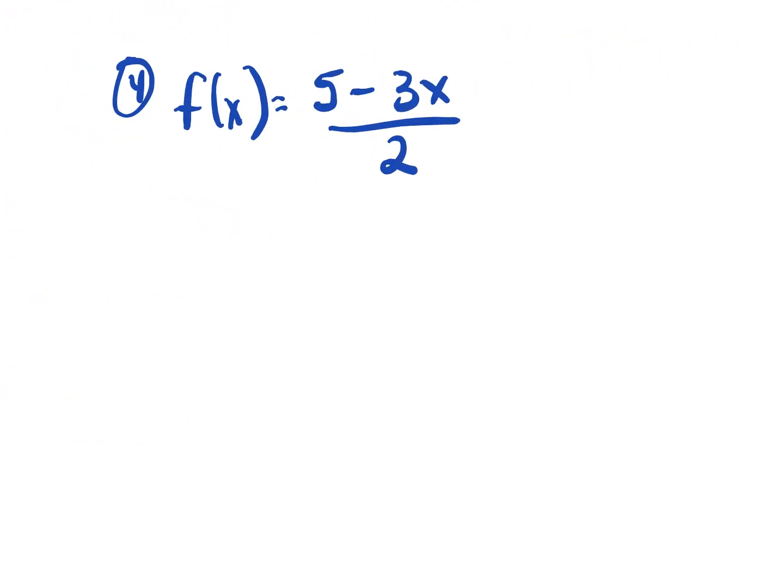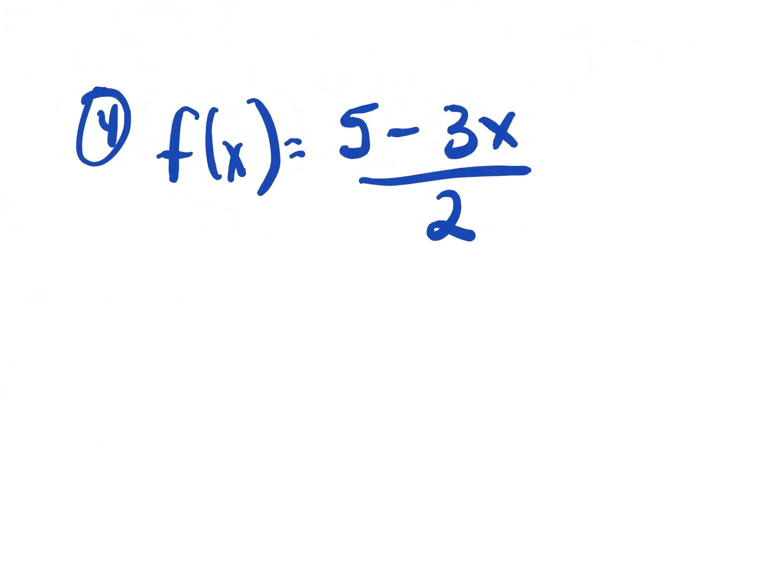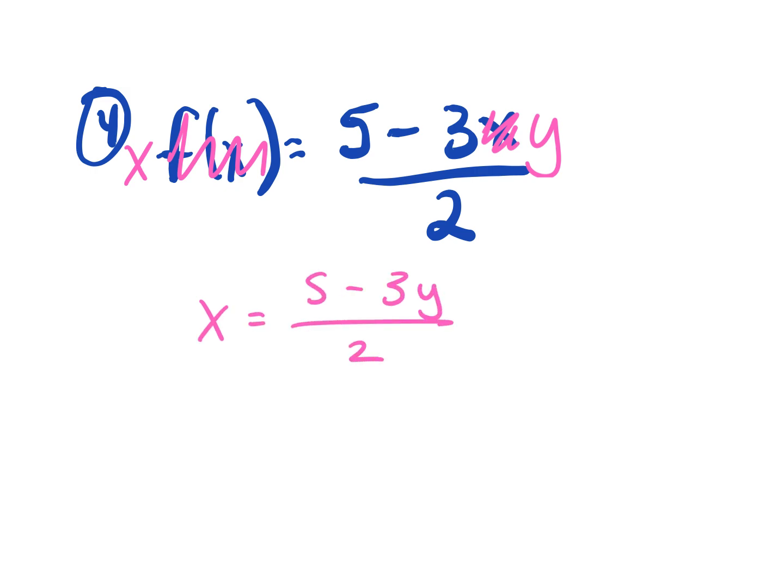Last one, let's do number 4. So I'm going to switch the x and y. So f of x is going to become x. X is going to become y. So we have x equals 5 minus 3y over 2. What would we need to do to solve for y?